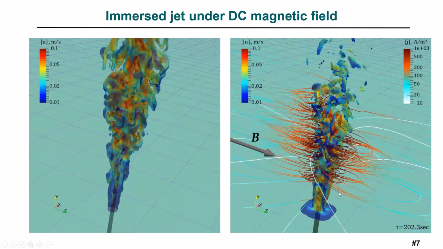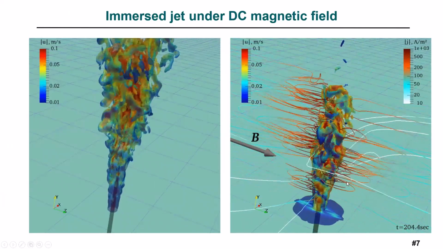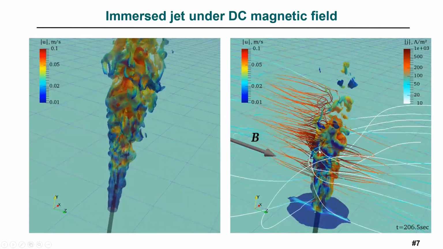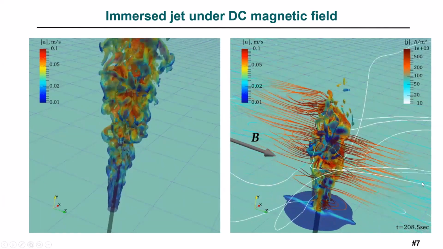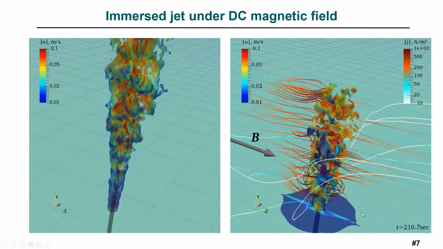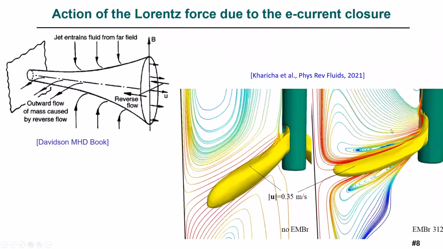Also, this is how the turbulent jet behaves under a transversal magnetic field. You can see that it starts to extend along the magnetic field lines, and there are different reverse zones appearing above and below this jet. This was actually predicted by Davidson in his book Magnetohydrodynamics. And recently we performed studies which in detail also repeat this effect.